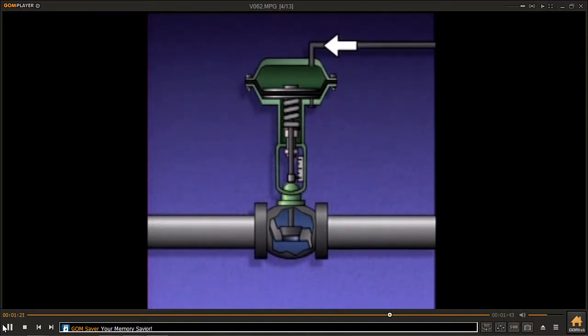When air pressure to the upper chamber is reduced, the spring moves the actuator stem upward, and the valve opens. These actions make stem movement, and therefore valve position, proportional to the amount of air pressure applied to the actuator. Controlling the applied pressure enables the actuator to position the valve anywhere within the limits of travel for the actuator.